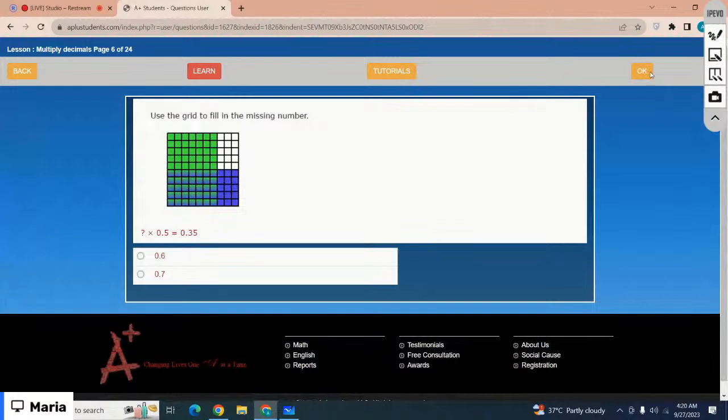Okay, the next one is 0.5 times what number equals 0.35, which is the correct option? Very good, that would be 0.7.